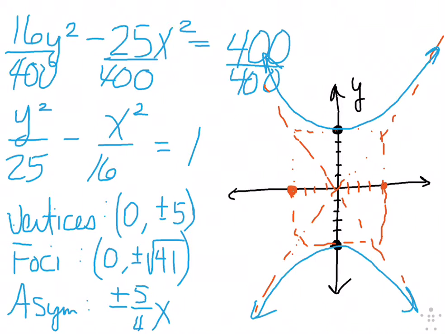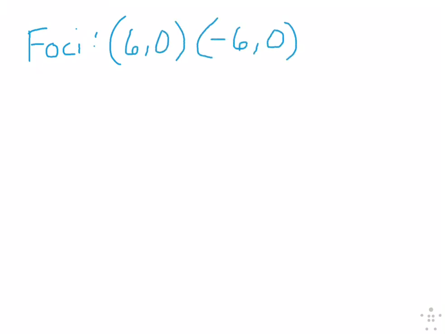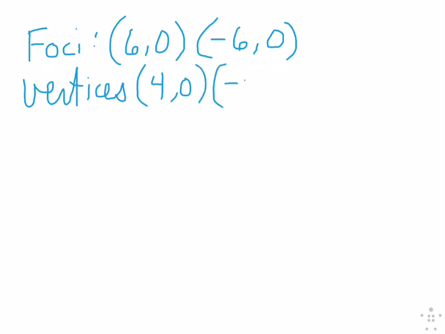Now, the back side is going to give you some of the pieces of information. You have to come up with the equation. Sound familiar? Same thing we've been doing. So, if it tells you that the foci was 6, 0 and negative 6, 0, and the vertices were 4, 0, negative 4, 0, write the standard equation.